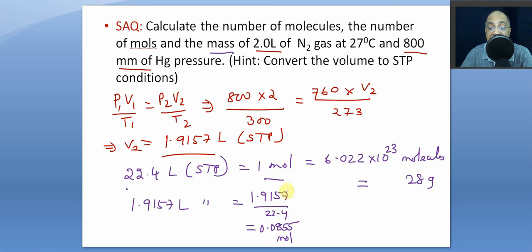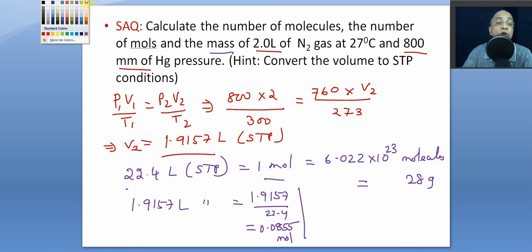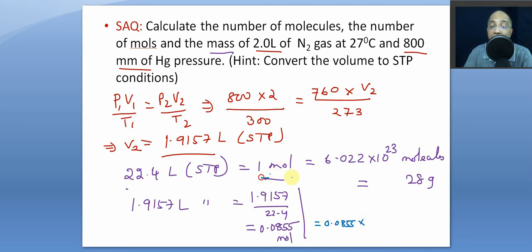Mole. Once I get the number of moles, then I do not have to go for the unitary method. I will simply multiply 0.0855 into, because if 1 mole is equal to these many numbers, then these many moles is equal to this.